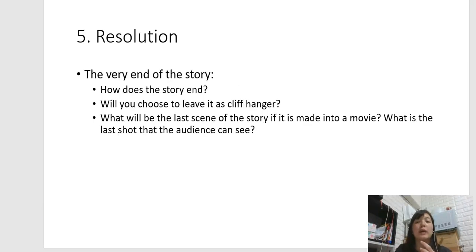And of course, at the end, we have a resolution, the very, very end of the story. How does the story end? Okay, will you choose to leave it as a cliffhanger? You don't want to explain everything about the story? Or think about if you're watching a movie. That would normally be the very, very last scene of the story, the very last shot the audience can watch in the movie. So how do you want your story to end?